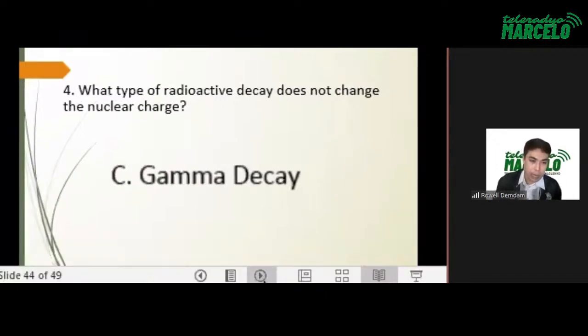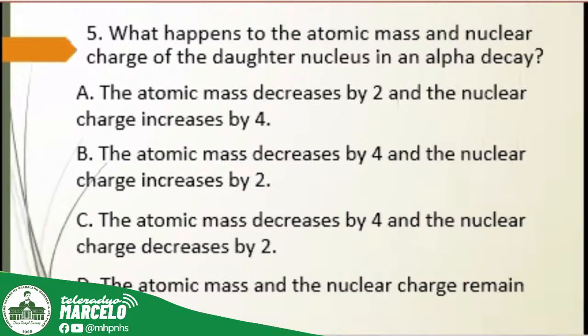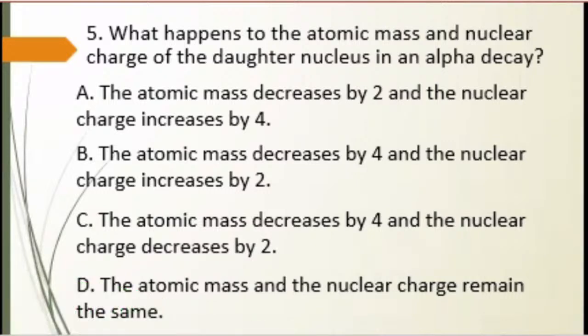Okay, for the last item. The question is, what happens to the atomic mass and nuclear charge of the daughter nucleus in an alpha decay? Is it letter A, the atomic mass decreases by 2 and the nuclear charge increases by 4? Or letter B, the atomic mass decreases by 4 and the nuclear charge increases by 2? Or letter C, the atomic mass decreases by 4 and the nuclear charge decreases by 2? Or letter D, the atomic mass and the nuclear charge remain the same?